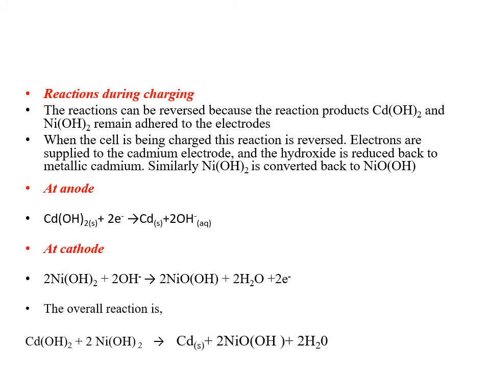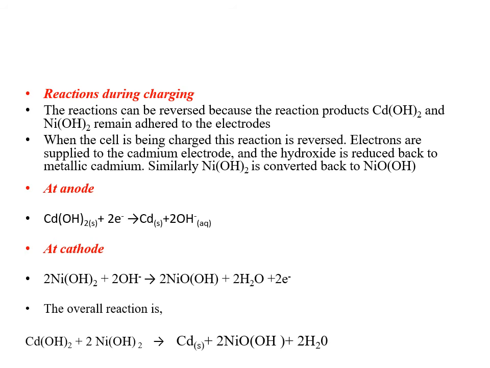Nickel cadmium battery reactions during charging. The reactions can be reversed because the reaction products, cadmium hydroxide and nickel hydroxide, remain adhered to the electrodes. When the cell is being charged, this reaction is reversed. Electrons are supplied to the cadmium electrode and the hydroxide is reduced back to metallic cadmium. Similarly, nickel hydroxide is converted back to nickel oxyhydroxide.